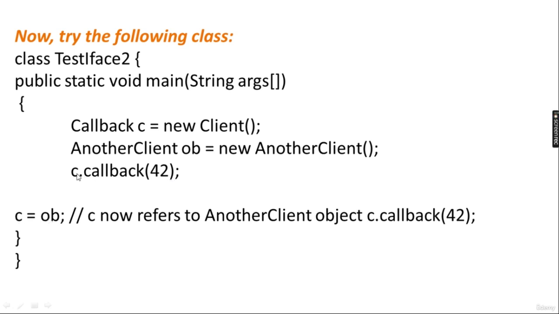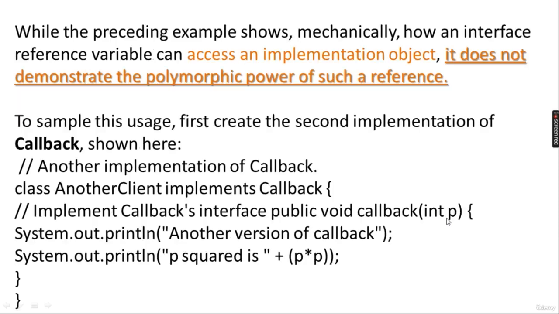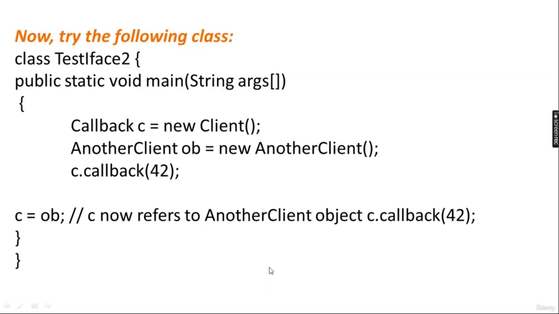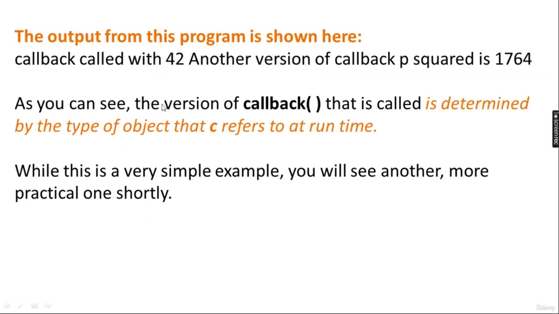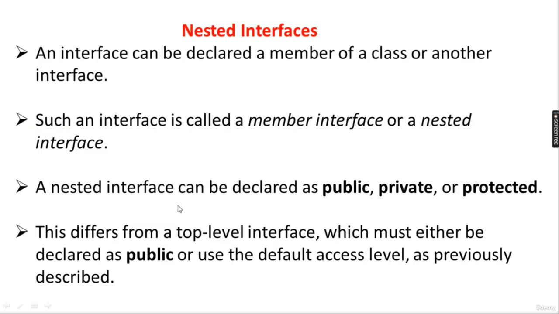Now c is a reference variable and it is referring to ob. c now refers to an AnotherClient object, so c.callback(42) will call the other version of callback and it will print p squared is p into p. It's 1764. The version of callback that is called is determined by the type of object that c refers to at runtime. While this is a very simple example, you will see another more practical one shortly.